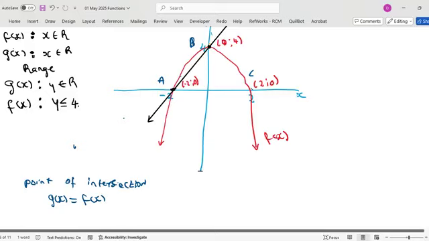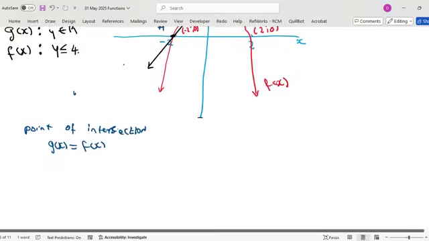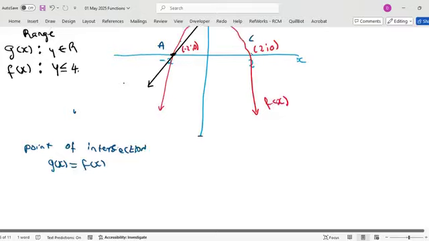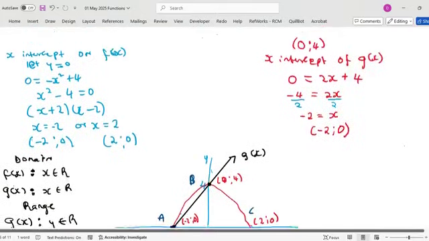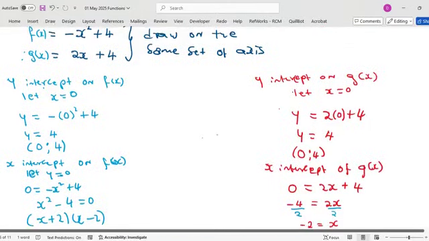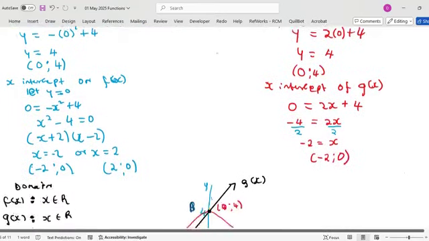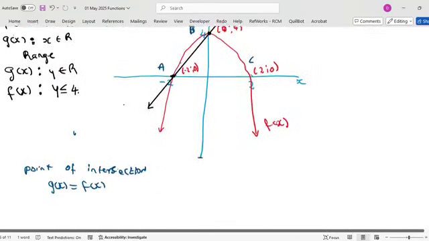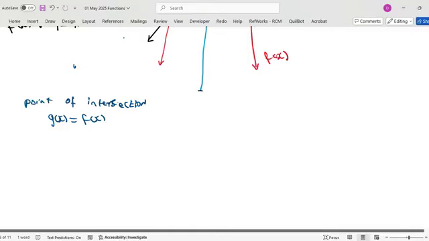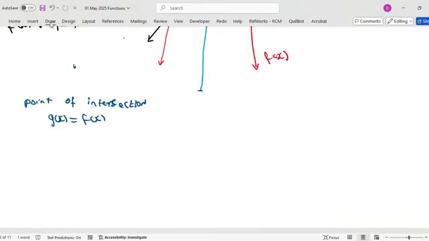So if we equalize the graphs, we've got, let me go back, I forgot the equations. f of x is -x squared plus 4, and g of x is 2x plus 4.